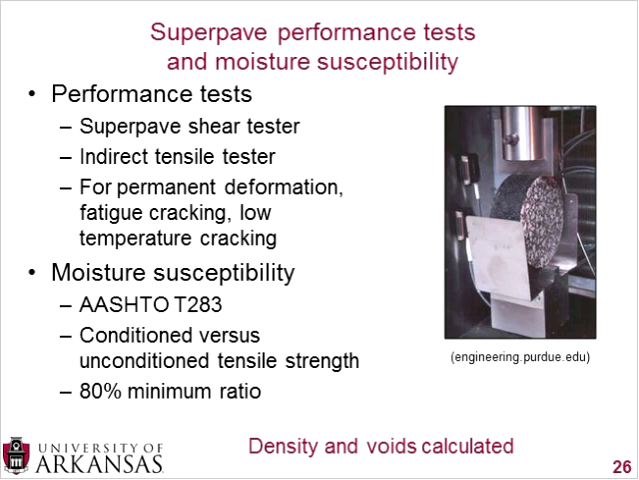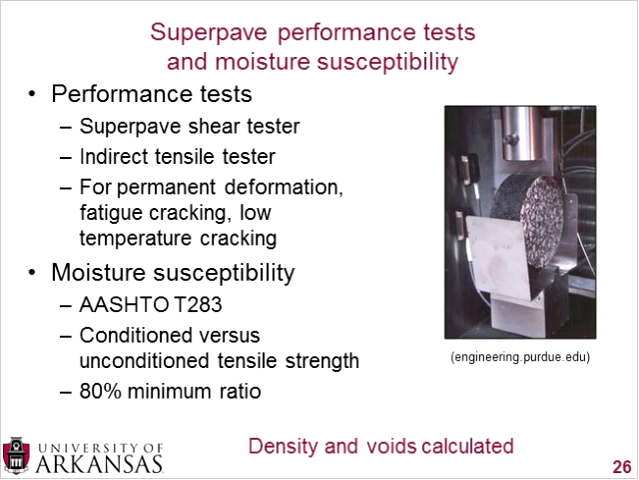And you get two different values of tensile strength, and you want that ratio, the conditioned over the unconditioned, to be a minimum of 80%. And what this is telling us is that your mix is not moisture susceptible. So when it rains, or if there's water pooling a little bit in your mix during very heavy rains, or you have a small drainage problem, the moisture won't cause severe distresses to the pavement.